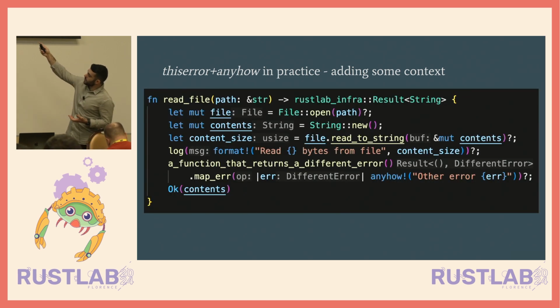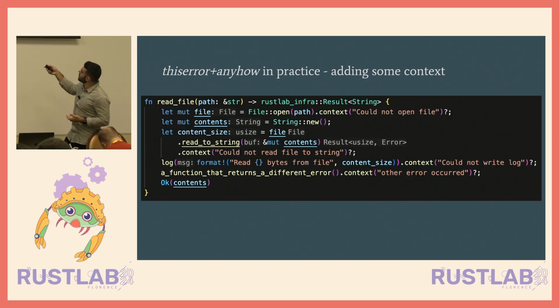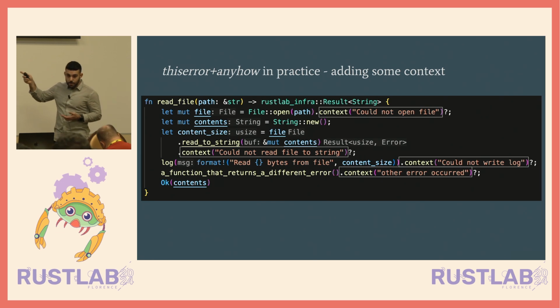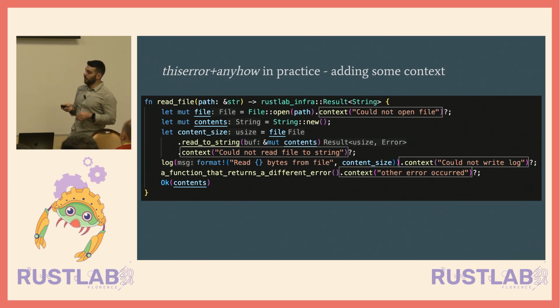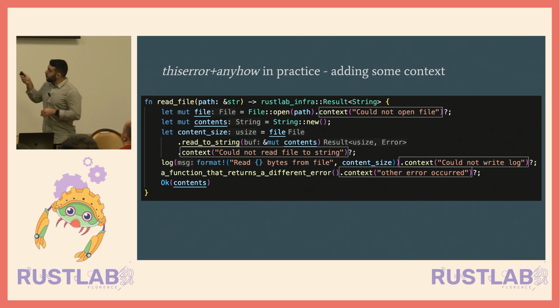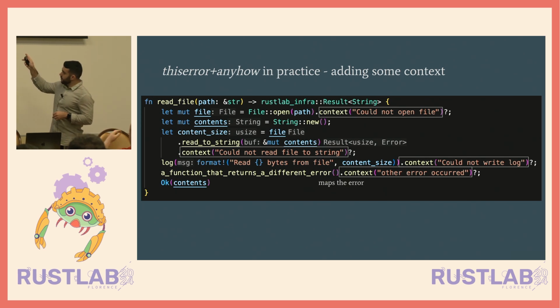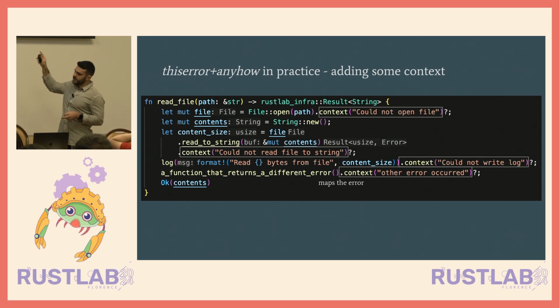This is the previous read file function, but now everywhere I can see a question mark, everywhere that can fail, I can add context to these places too and understand better. So when the error is propagated, I will get a story of what exactly led to the error, and we're going to see in a second how it looks in production. We can also see that now I don't need to map the error anymore because the context did it for me, which is great.